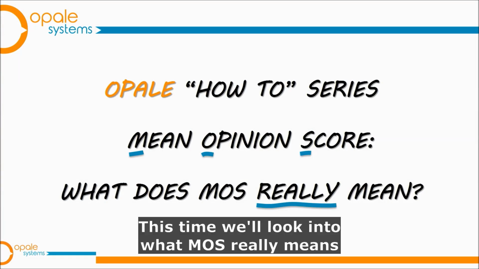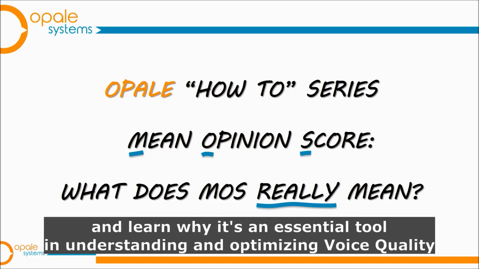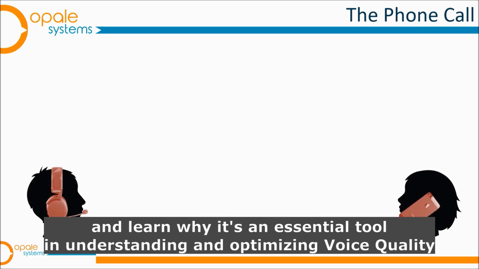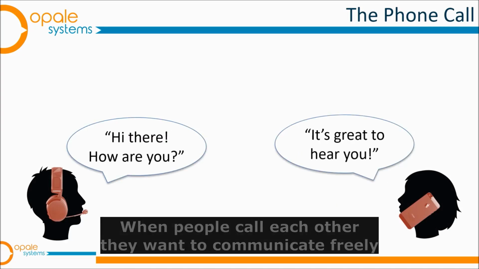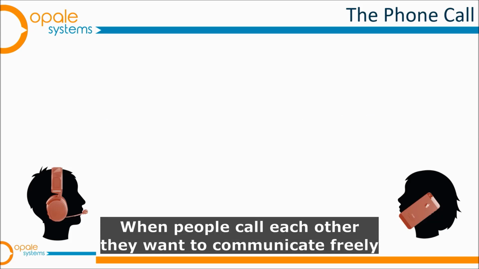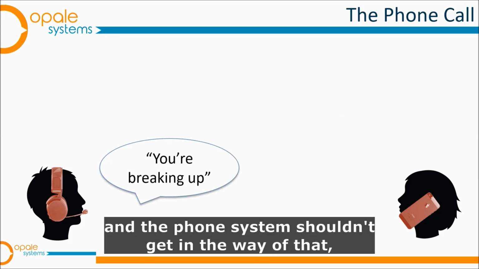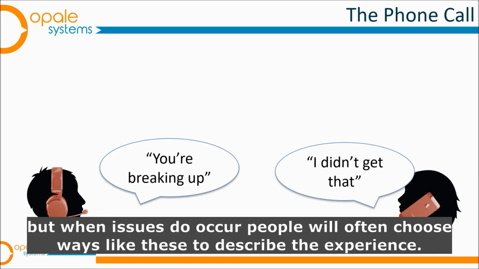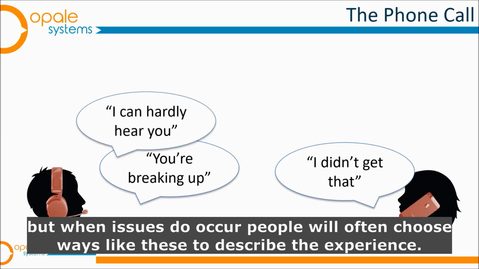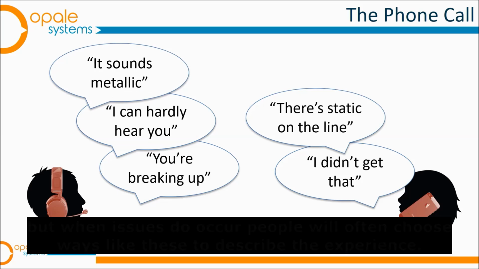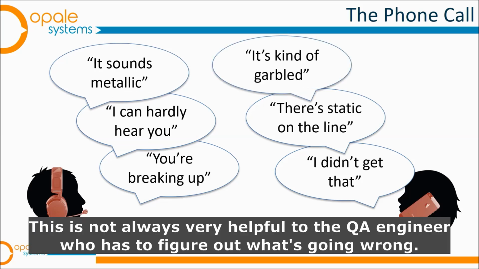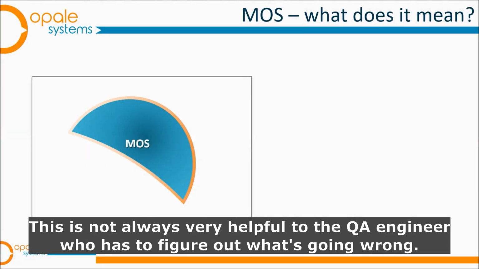This time we'll look into what MOS really means and learn why it's an essential tool in understanding and optimizing voice quality in phone networks and terminals. When people call each other, they want to communicate freely, and the phone system shouldn't get in the way of that. But when issues do occur, people will often choose ways like these to describe the experience. This is not always very helpful to the QA engineer who has to figure out what's going wrong.